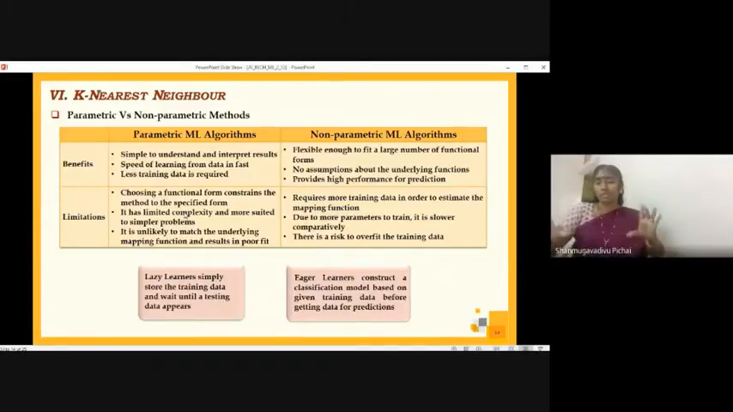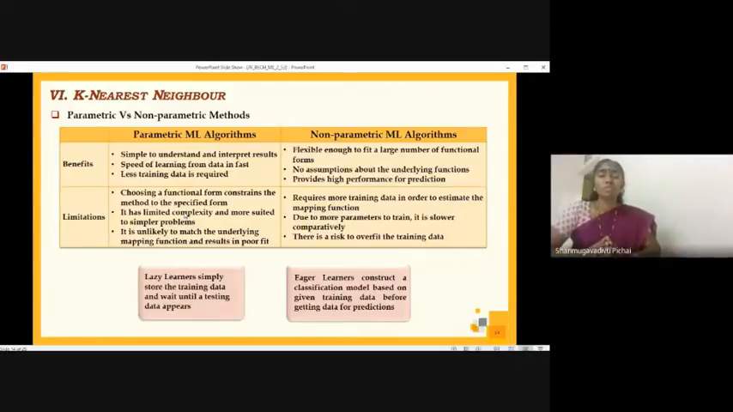Here you have a table being shown, where the columns are parametric machine learning algorithms and non-parametric machine learning algorithms, and we give the details of these with respect to their benefits as well as demerits and limitations. So what are the benefits of parametric machine learning algorithms? When the problem is very small, you don't have to use a complicated algorithm to handle it. So we go for a very simple algorithm.